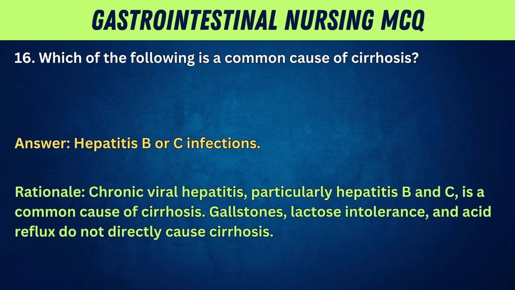Rationale: chronic viral hepatitis, particularly hepatitis B and C, is a common cause of cirrhosis. Gallstones, lactose intolerance, and acid reflux do not directly cause cirrhosis.